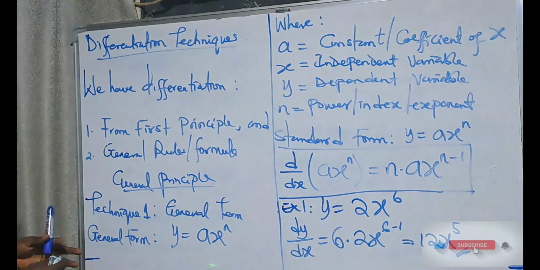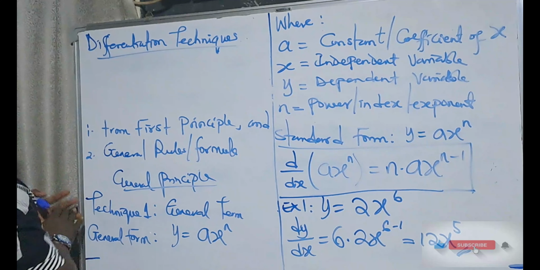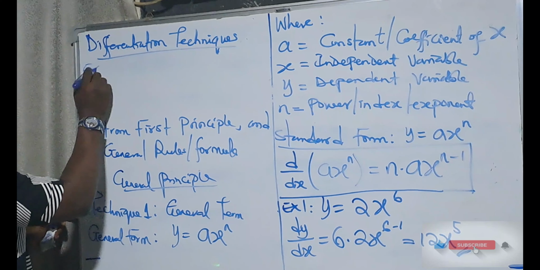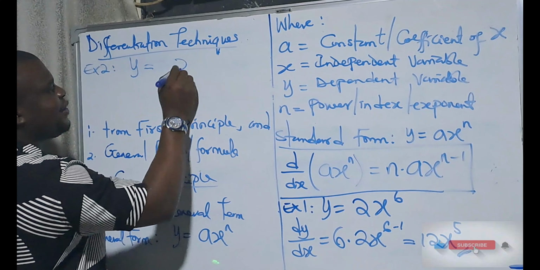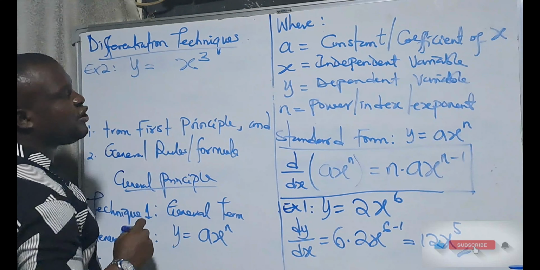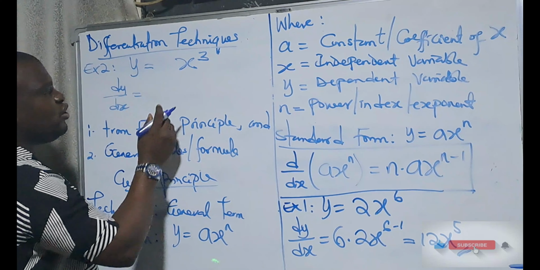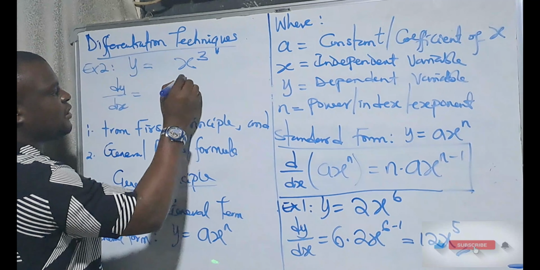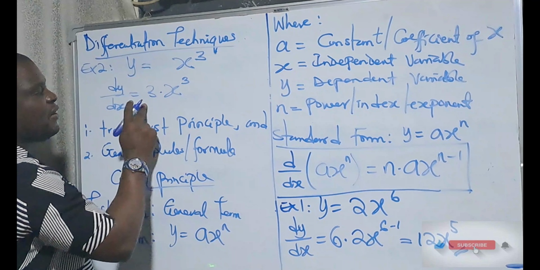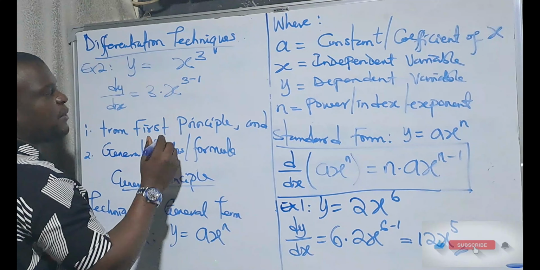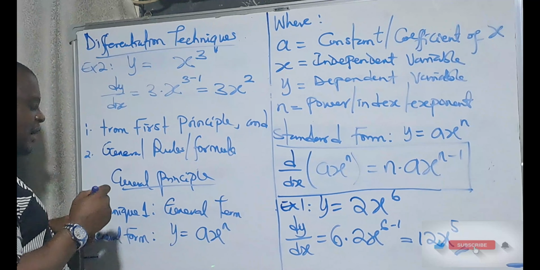Let's take a look at another example. Example 2. Let's say we have y equals x raised to power 3. This becomes dy/dx. What do we do? Leave a space, write back the question, then bring the power down to multiply back the question, and take away 1 from the power. So what you have is 3x raised to power 2.